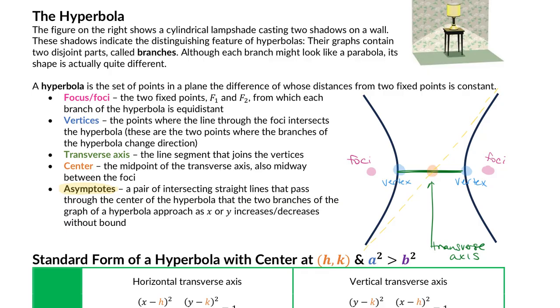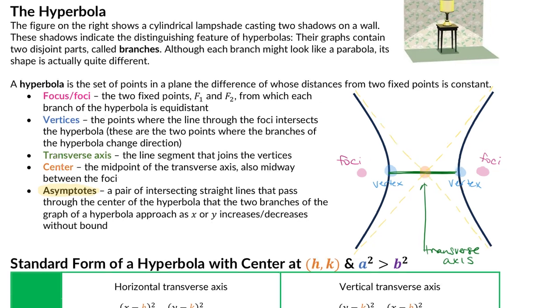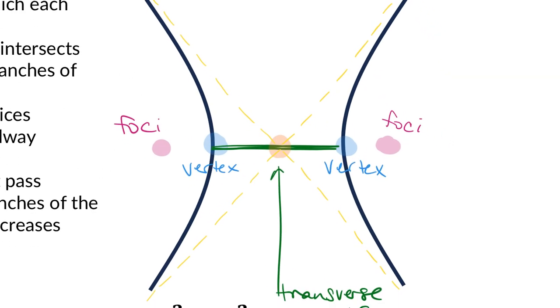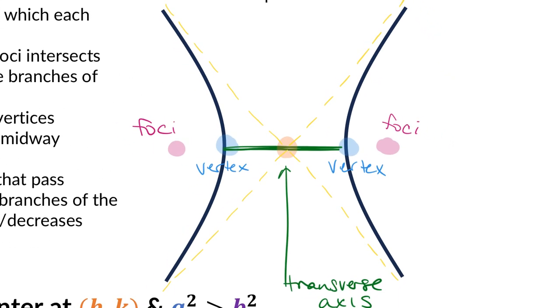So there's one of the asymptotes. I'm using yellow. Can you see it? Yes. I'll zoom in a second. It goes through the center, right? It goes through the center and gets very close to the edges of both branches. Do we see that now? Yeah. I guess I should label the center here.